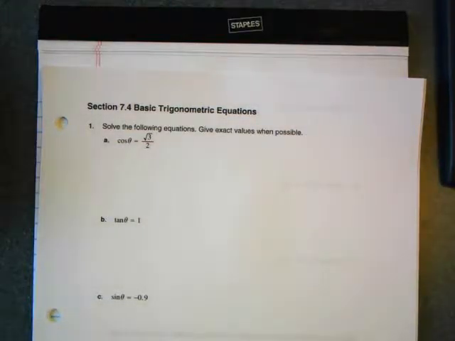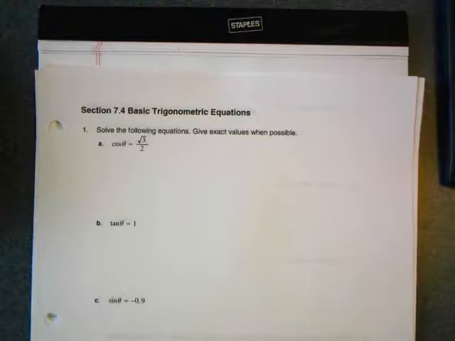Alright, so continuing on in section 7.4. What's going to happen here is I'm going to do some of the problems, and then you're going to do some of the problems, and we'll see how it goes.